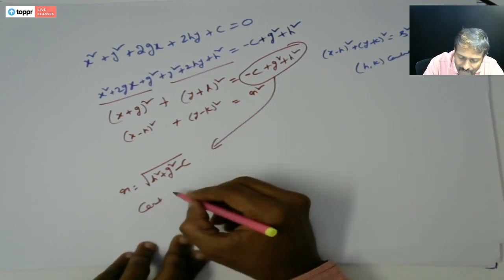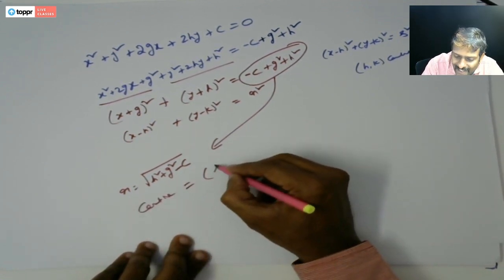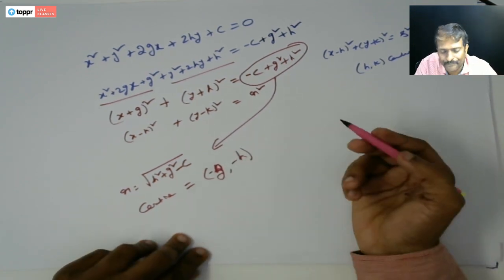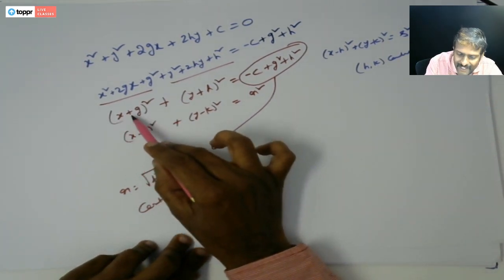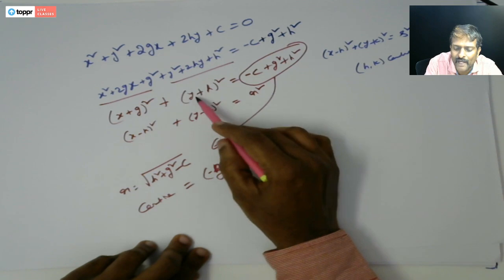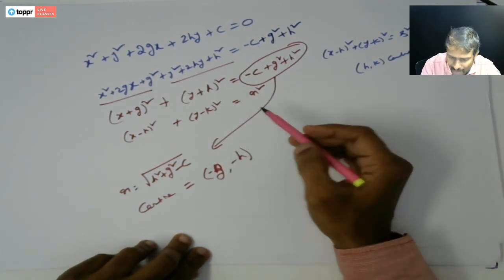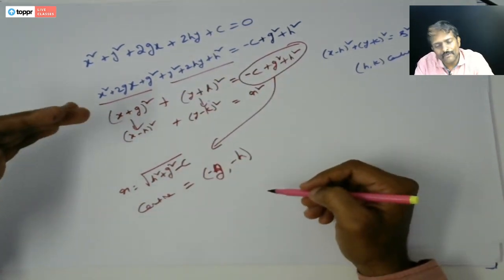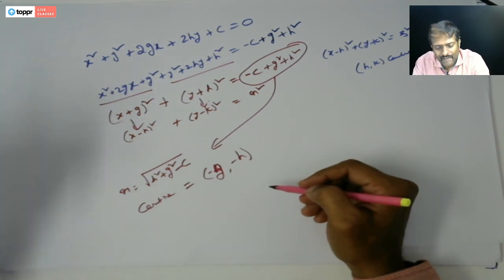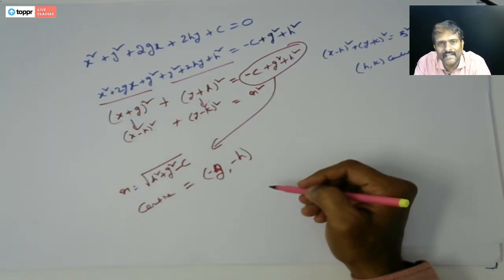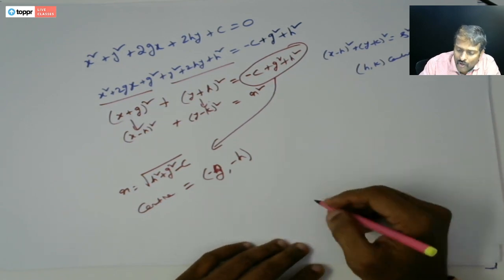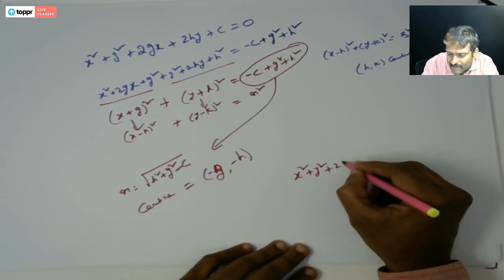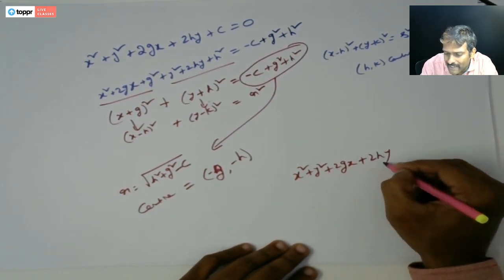And the center of this circle is minus g comma minus h, because it is in the form of x minus of minus g whole square plus y minus of minus h whole square. If you compare with the given standard equation of the circle, you will easily understand that the center here is minus g and minus h. Right.